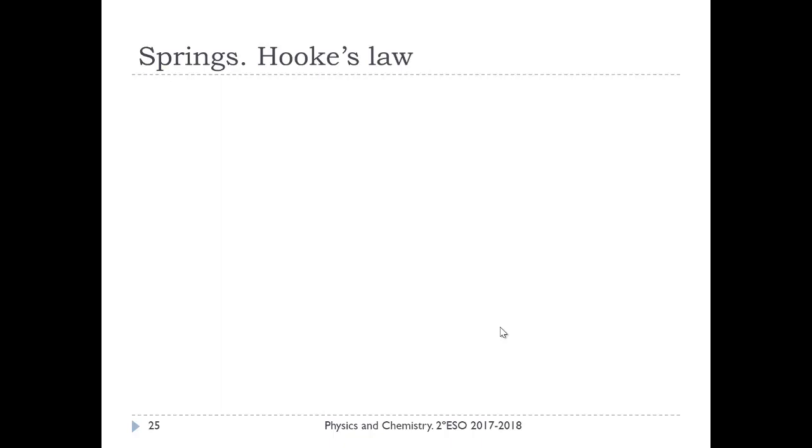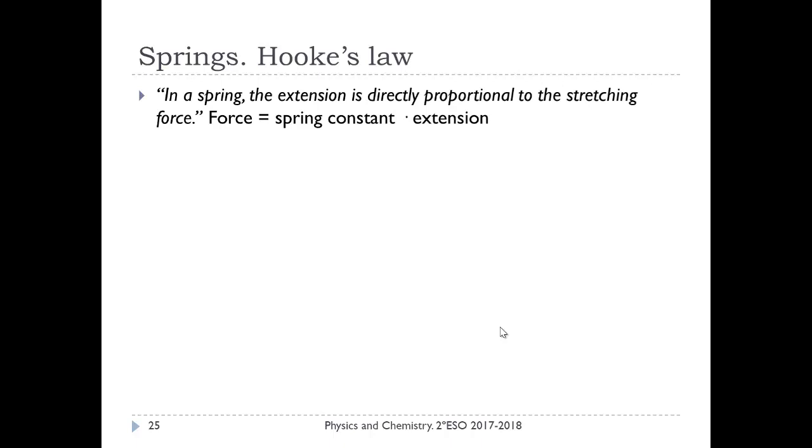Working with springs, we use Hooke's law, which states that in a spring the extension is directly proportional to the stretching force. So force is equal to the spring constant times the extension, which is mathematically expressed like this. The force is measured in newtons, extension in SI units with meters, and the spring constant is measured in newtons per meter. That's why when we multiply the extension times the newtons divided by meter, we are left with newtons, which would be the force.